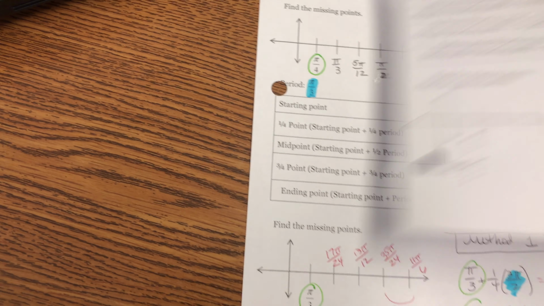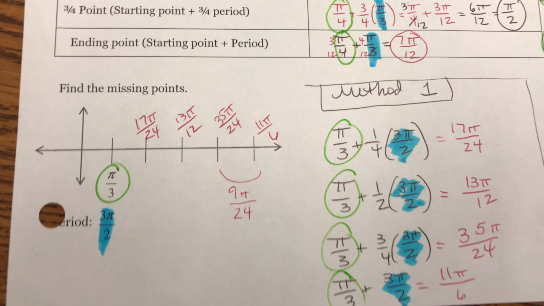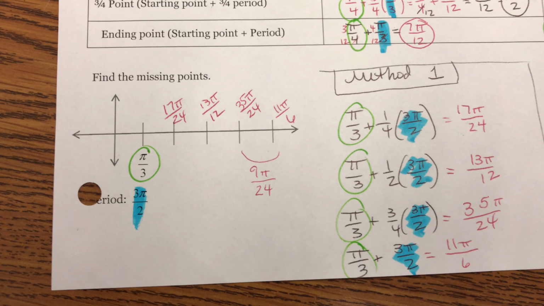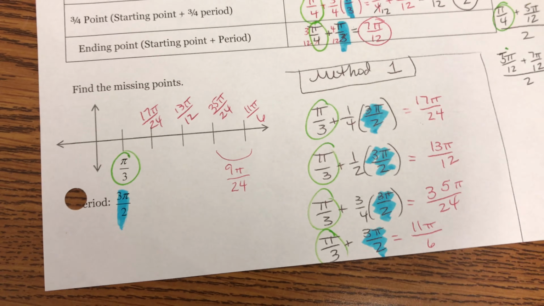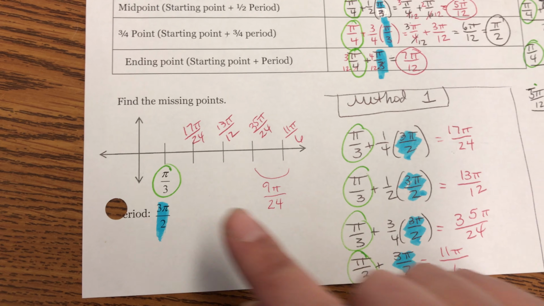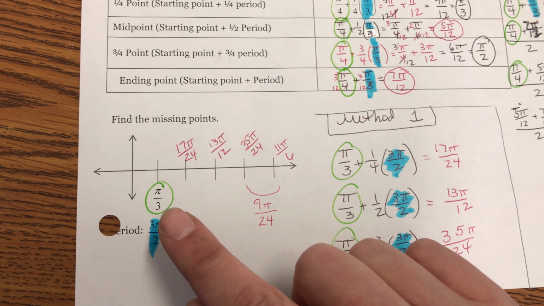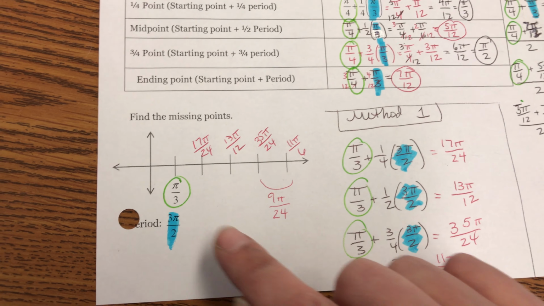Okay, after you paused your video, this is what you should have gotten. And I did method 1 here. You could do whichever method you want. And these are the answers you should have gotten. I do want to point out that some of you might see a pattern as you're going, and we're actually just moving up every step by 9 pi over 24.